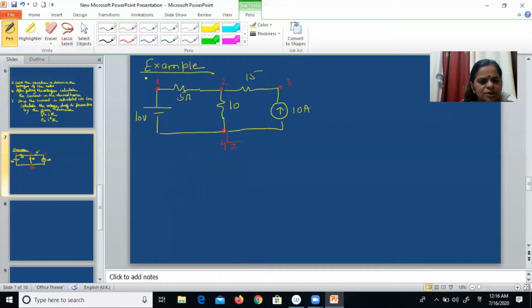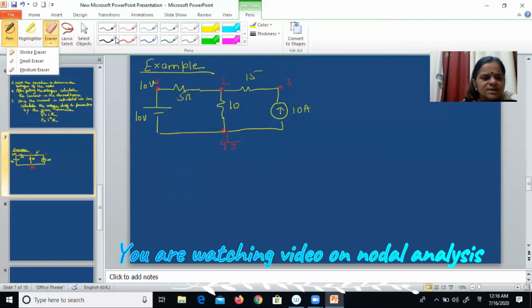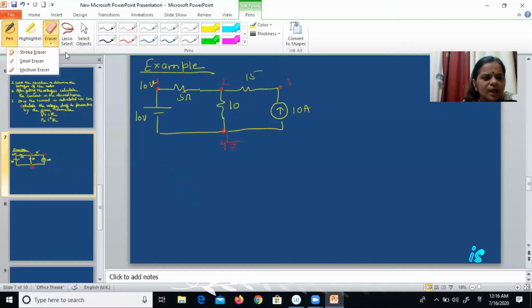There is no need to take this point as a node, because once we make the fourth node the ground, the potential of this point is directly known to us, that will be 10 volt. So we are supposed to consider only this node and this node. I can rewrite it. This we are not supposed to take as a node.